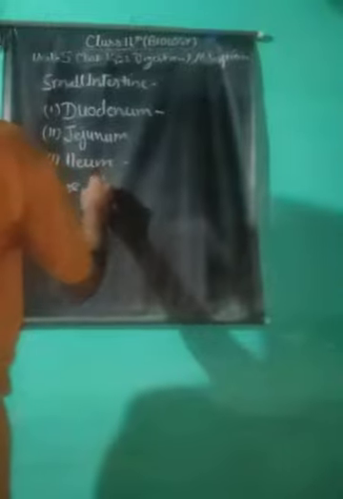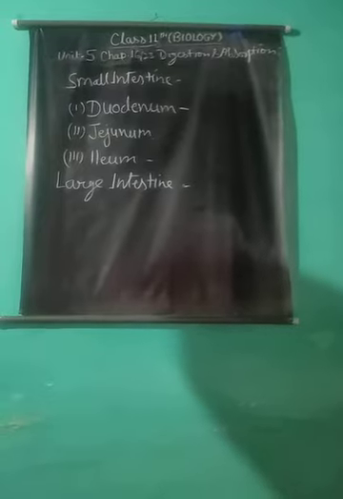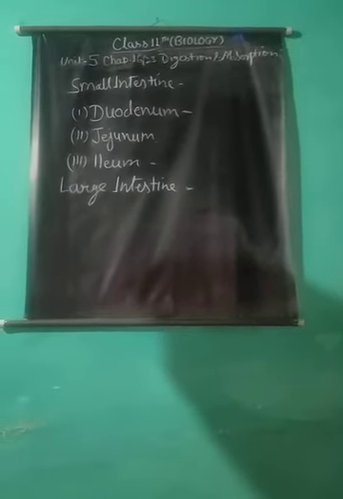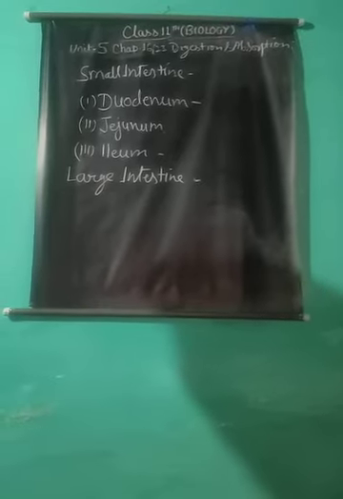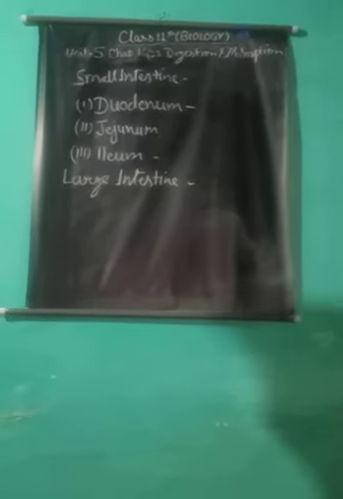Last part is large intestine. It is wider than small intestine. It is about 1.5 meter long and lies curled in the abdominal and pelvic cavities in the shape of inverted U.